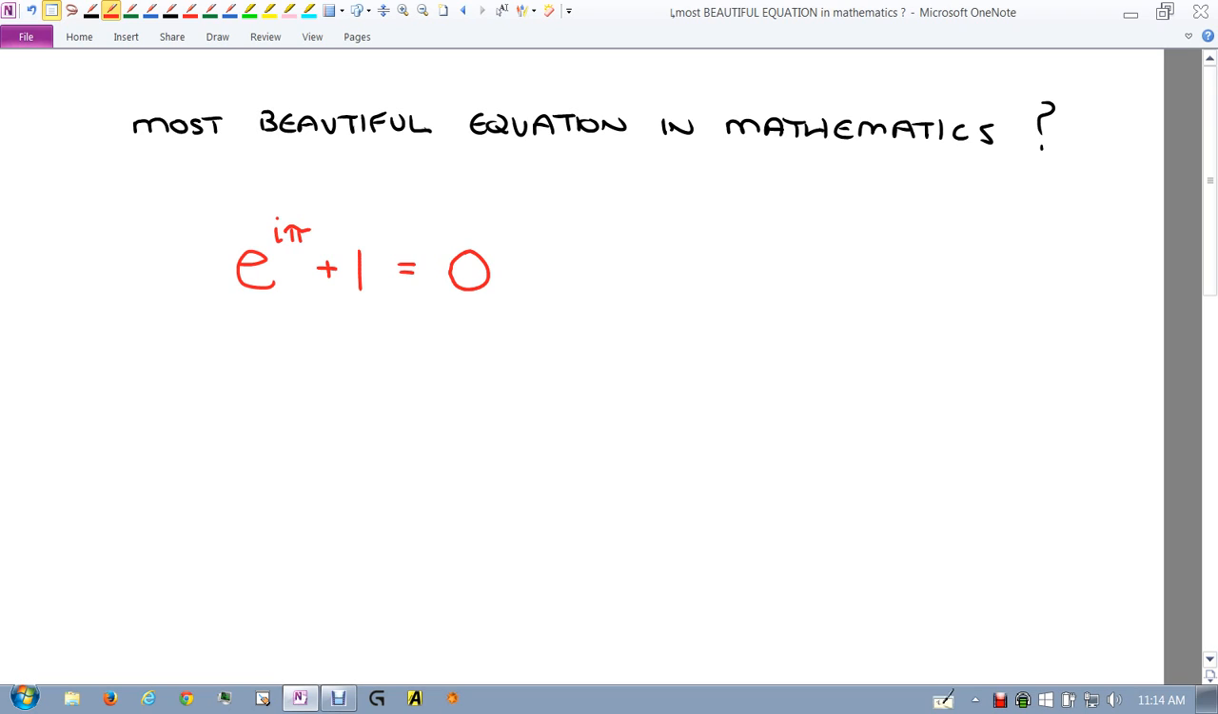Okay, good. Then for a lot of you, this is brand new. e to the i pi plus 1 equals 0. That equation is true, okay?